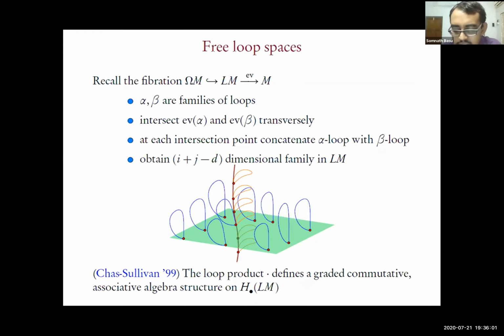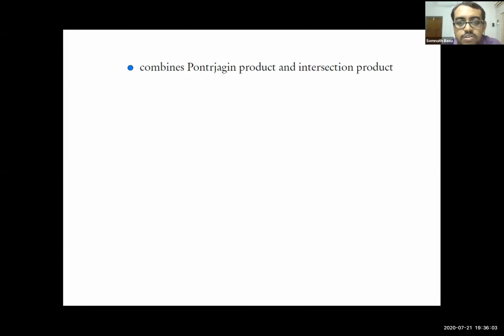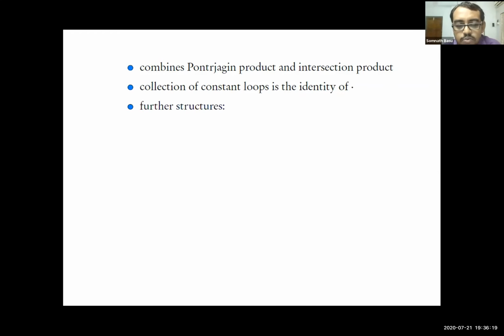Okay. So we'll see what this is in a moment. So this is nice. It combines, as I said, the Pontryagin product of the based loop space along with the intersection product in the base manifold, because you're really combining both these things. And you can check that this algebra has an identity, the class of constant loops. But there are further structures. Okay. So what are these further structures?